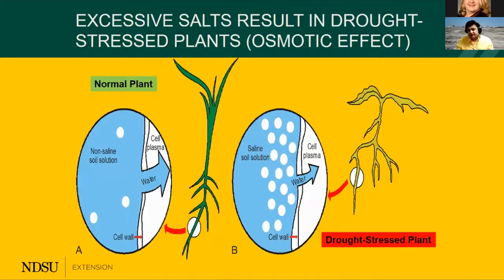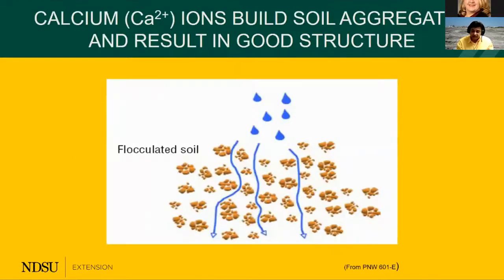On the right-hand side, there are lots of salts in the soil water, and plant roots will still try to pull the water molecules into their cells, but the pull is stronger in the soil to keep the water in the soil, not to let the plant roots take it up. And the result is drought stressed plants. So salinity affects plants directly, but it doesn't affect soil per se, or soil structure, or soil particle aggregation.